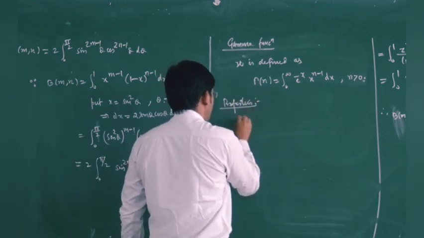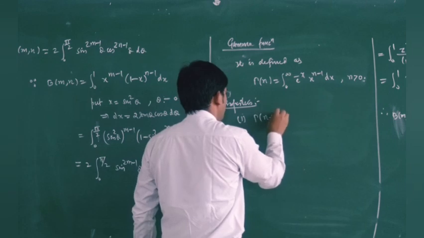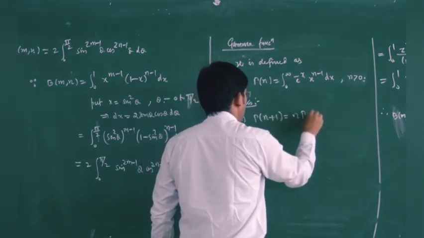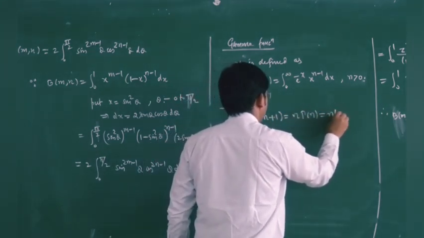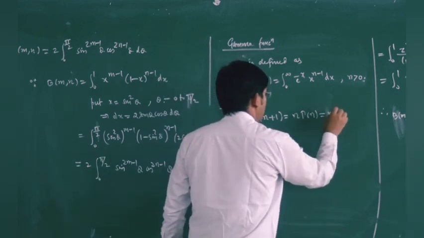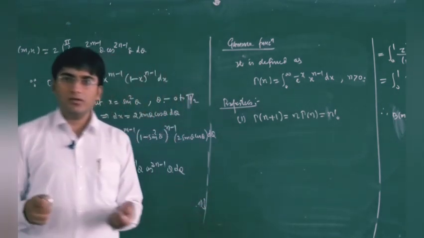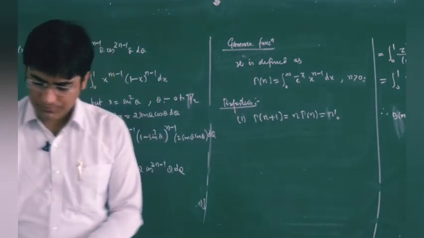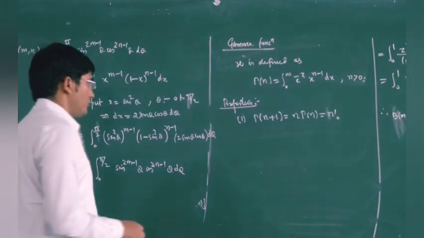The first property is gamma n plus 1 is equal to n gamma n, and it is equal to factorial n. This is a very important formula, known as the reduction formula of the gamma function. So, proof.